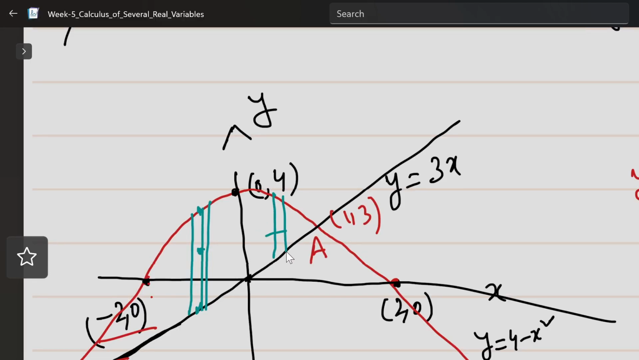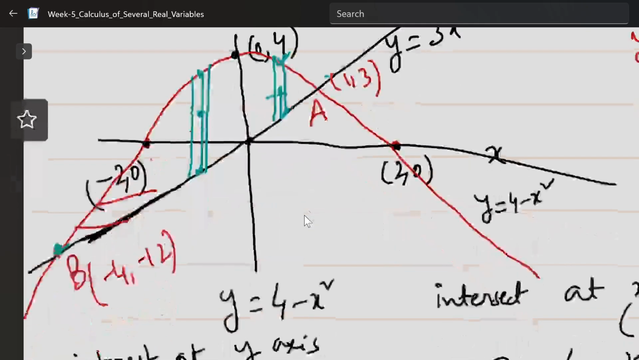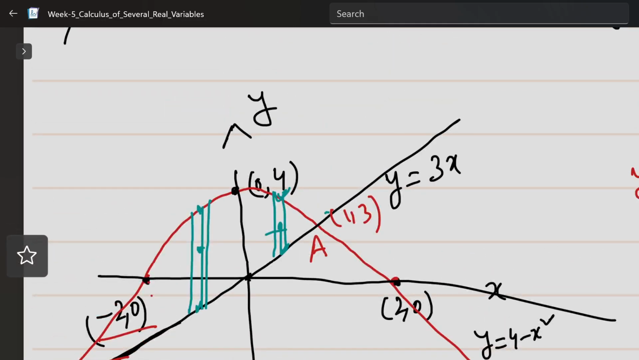Here also you can take a strip. For fixed X, Y varies from 3x to 4 minus x square, from this point to this point. And X varies from -4 to 1. But if you want to take a horizontal strip, then what will happen? Can you tell me? If you want to take a horizontal strip, then what will happen? Anyone? Any idea?